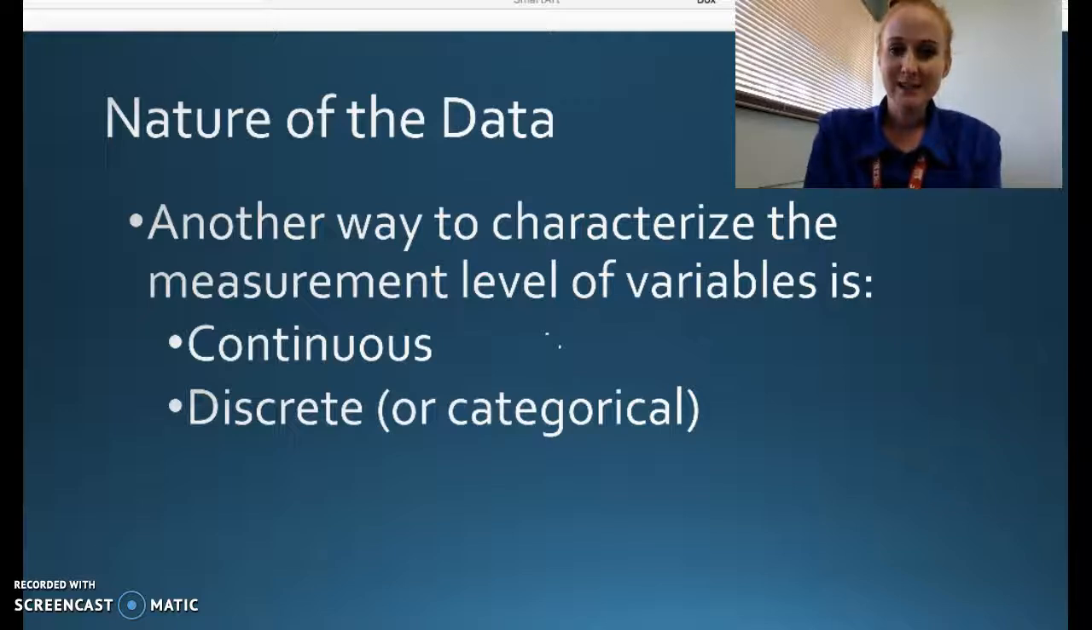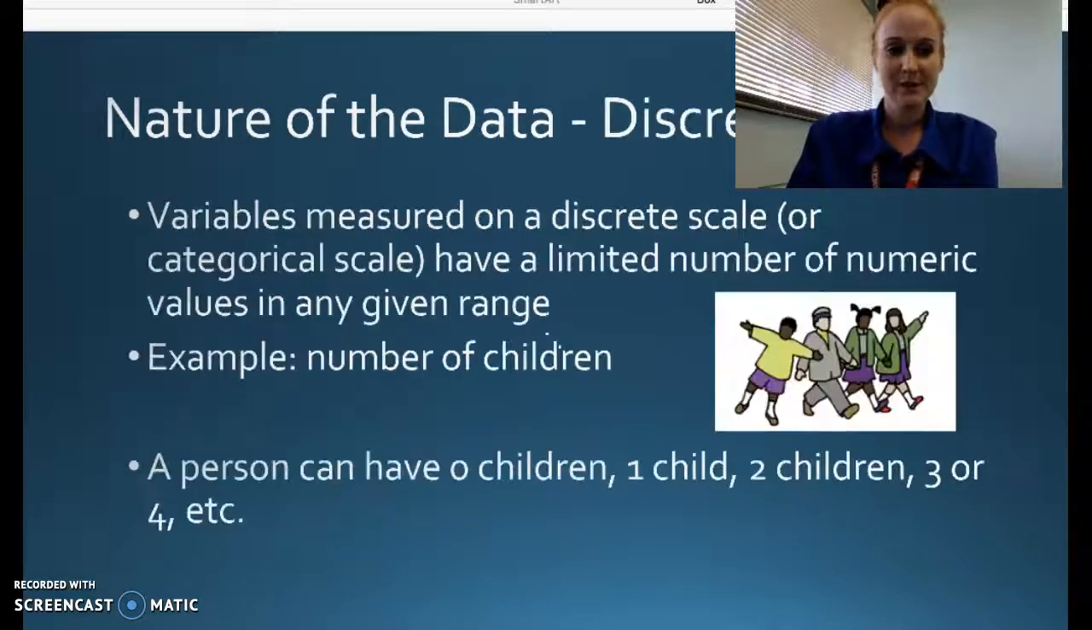Another way to characterize it is how the data is distributed. Distribution of the data is how it can be mapped out graphically. That's one way to look at it. But we have two sources. One is called continuous, and the other one is called discrete or categorical. So I'll show you a few examples.